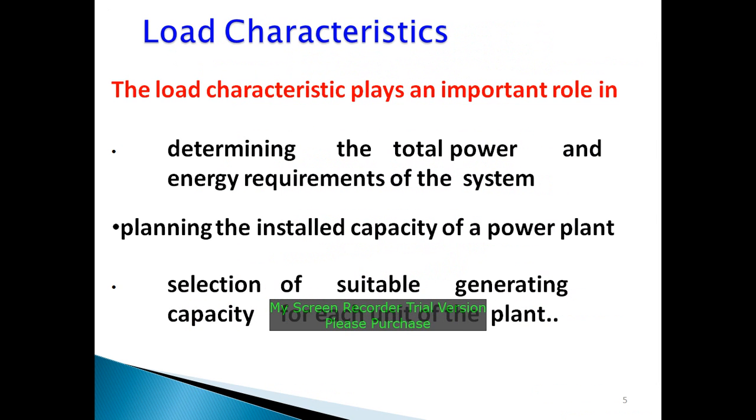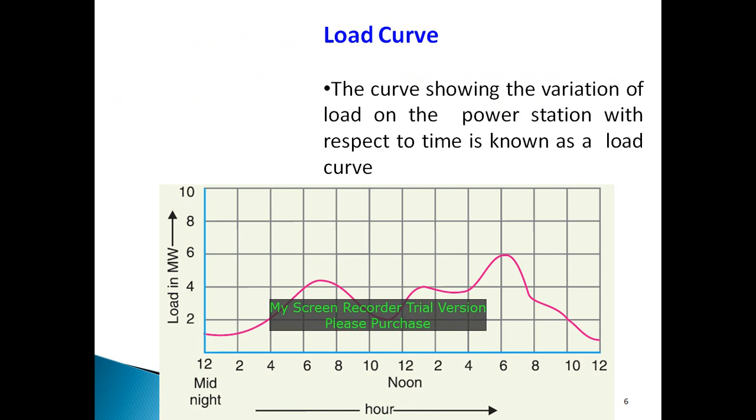We know that the load is seldom constant in a power system, so it has different characteristics. This is a simple load curve that we usually see in all our power system subjects. The load curve showing the variation of load on the power station with respect to time is known as the load curve. We cannot predict what load is going to be connected to a generating station at different times.